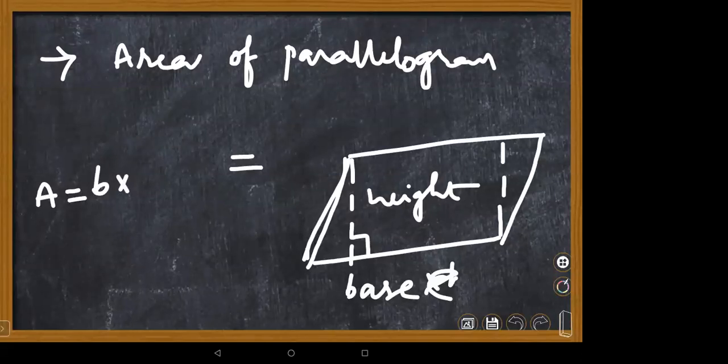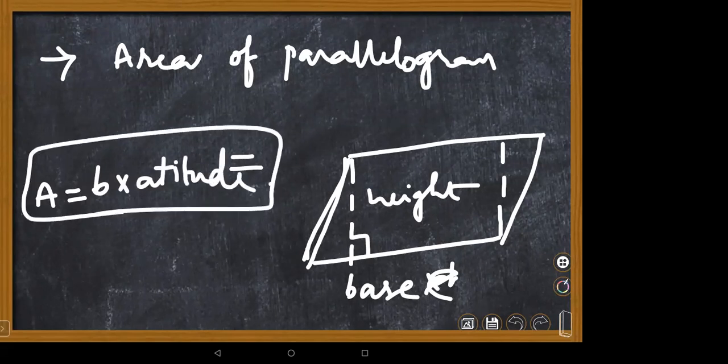Base into altitude. It's not height, children. Altitude is nothing but height only, but generally in the formulas they're saying altitude. Altitude is nothing but height. Base into altitude, this is the area of a parallelogram. That's all. This is basic concepts, children.